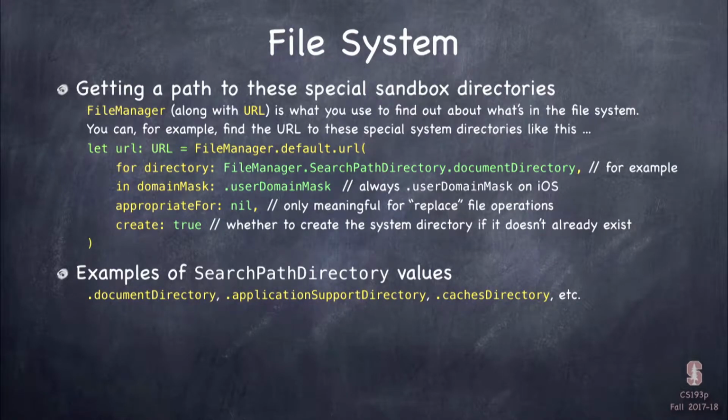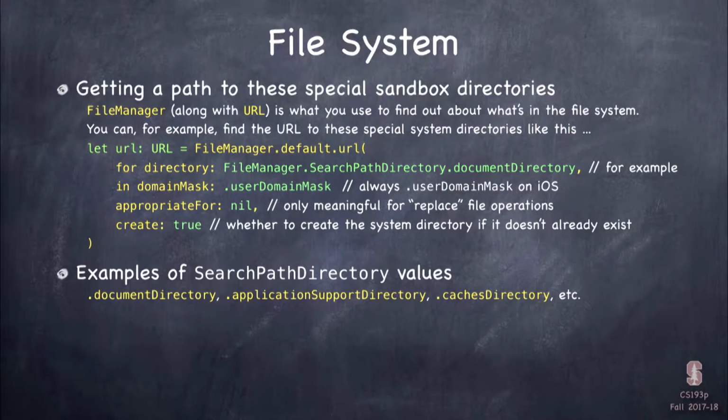In domain mask is always .userDomainMask on iOS because we have the sandbox and we can only look in the sandbox. On macOS, it could be a shared network domain, it could be the system's shared domain, etc. But on iOS, it's always userDomainMask right there. Appropriate for, you're always going to set that to nil. That's basically if you're going to replace a file, you want to specify the URL of what you're going to replace so you can make sure it's on the same volume as the URL you're getting.